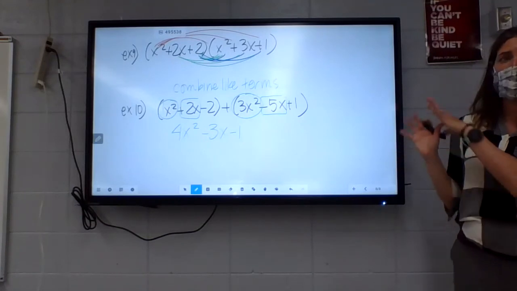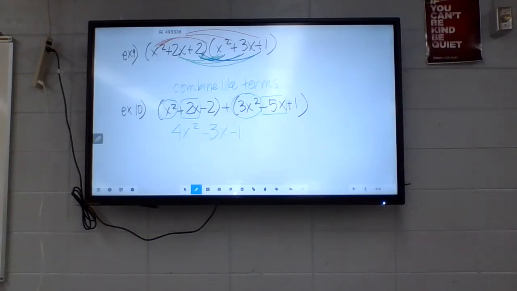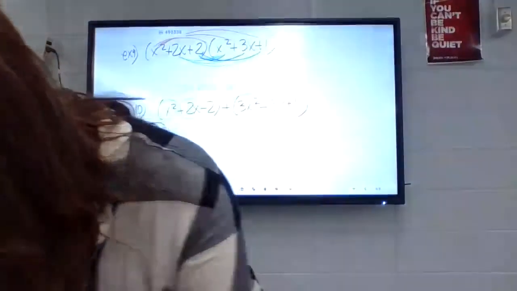So be careful. Now that we've learned FOIL, I feel like every time a student sees parentheses, they're multiplying everything together. If there's a plus sign in it or a minus sign or a problem like the warm-up, just remember these aren't all automatically going to be multiplication. So make sure you guys are double checking on that.